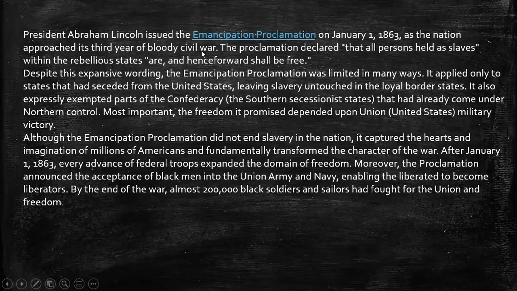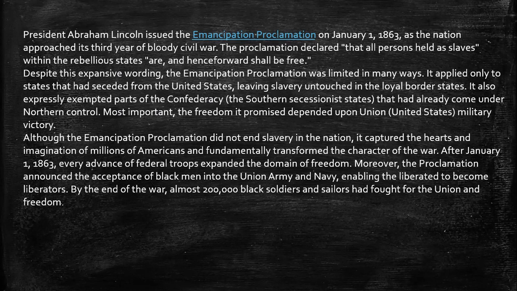President Lincoln issued the Emancipation Proclamation on January 1st, 1863, as the nation approached its third year of bloody civil war. The proclamation declared that all persons held as slaves within rebellious states shall be henceforth free. Despite the expansive wording, the Emancipation Proclamation was limited in many ways. It applied only to the states that had seceded from the United States, leaving slavery untouched in loyal border states, and also expressly exempted the parts of the Confederacy that had already come under Northern control.